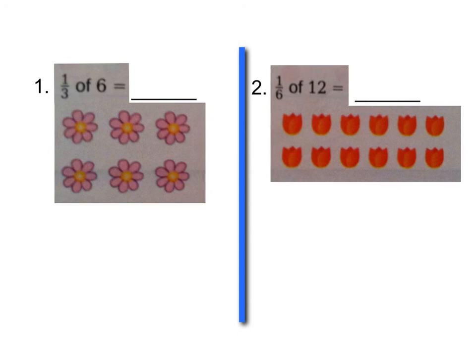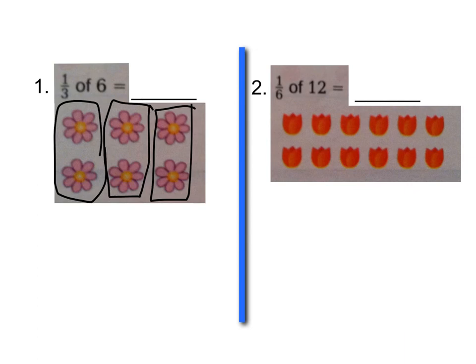In number 1, there are 6 flowers, and we are going to place them into 3 equal groups. 1, 2, 3. When I look at one of those 3 groups, I see that there are 2 flowers. So 1/3 of 6 equals 2.